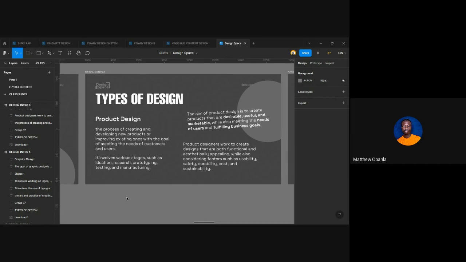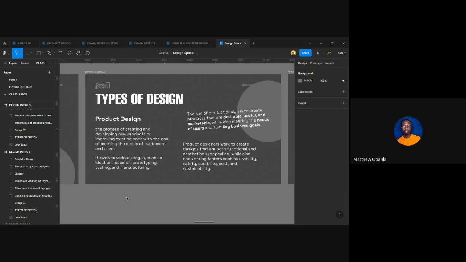All those kinds of design are categorized under product design. I mentioned the process of creating and developing new products or improving existing ones with the goal of meeting the needs of customers and users. Note that the goal of product design is to meet the needs of customers and users. It involves various stages such as ideation, research, prototyping, testing, and manufacturing.